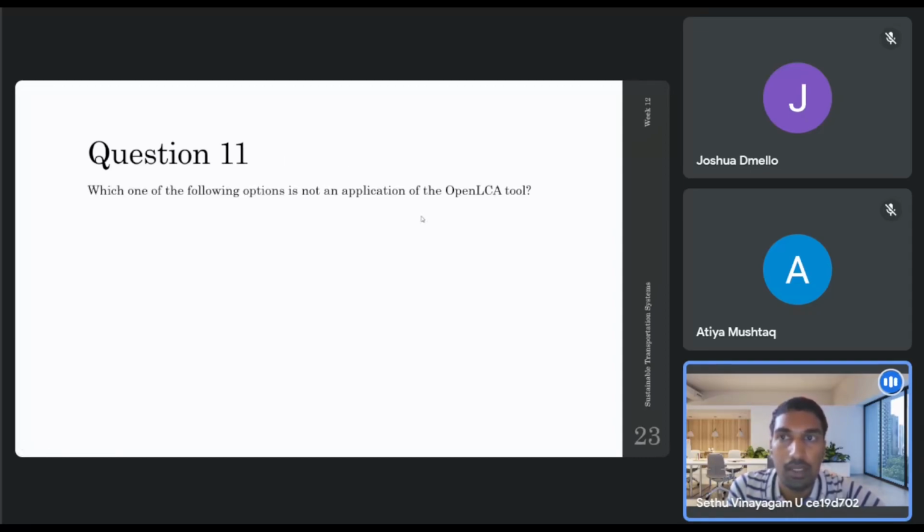Okay, question number 11: which one of the following options is not an application of the OpenLCA tool? The options are carbon footprint, water footprint, life cycle costing, and project viability.